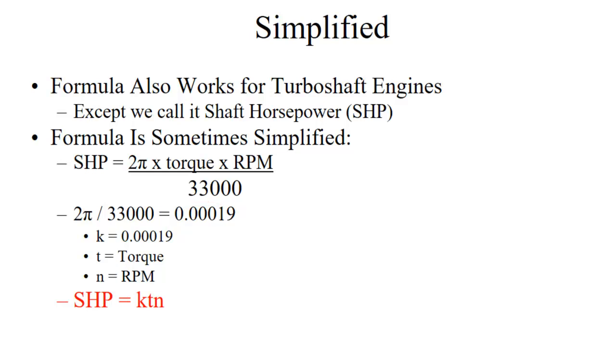We'll use T for torque, and the standard nomenclature for RPM is the letter N. So shaft horsepower can be simplified down to a constant times torque times RPM, period. You could use that same formula for your 152. Notice the things that you have control over as a pilot are torque and RPM. How we control the torque in a normally aspirated, or for that matter a turbocharged reciprocating engine, is the throttle. The throttle controls the torque.